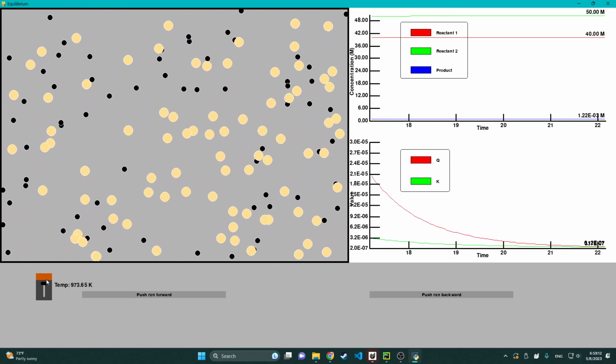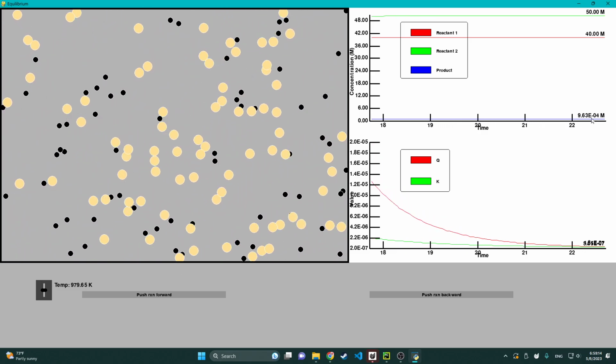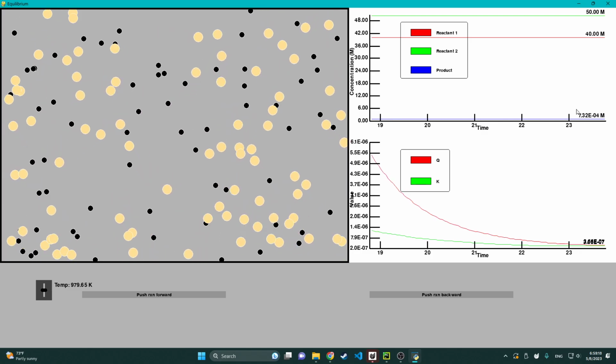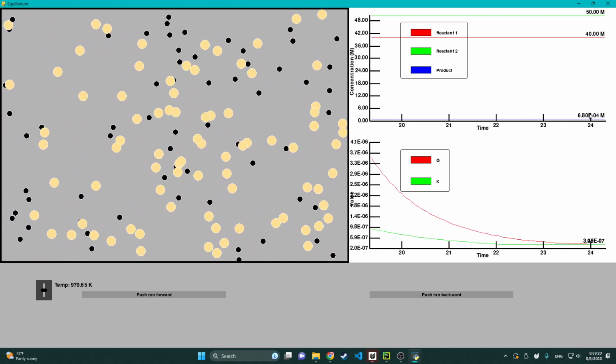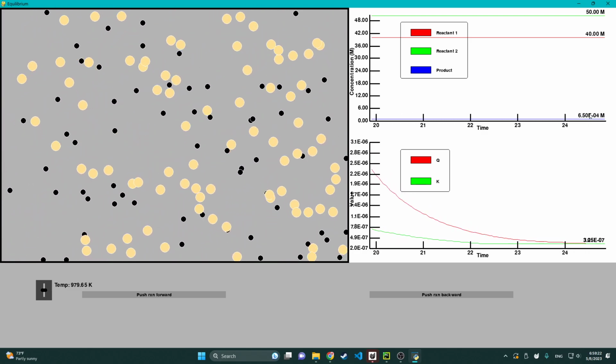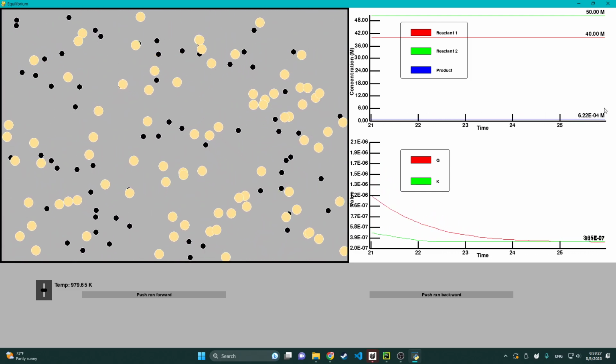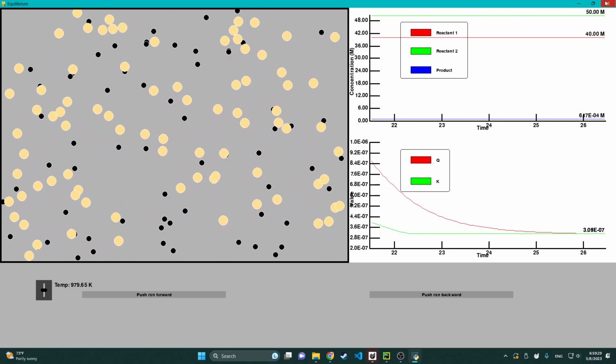I also fixed some bugs where, when it was at extreme values, like if one of the reactants or products hit 0, the reactant would start going down because the reverse rate was still technically negative, but we were clamping it the wrong way. So I fixed the clamping there.